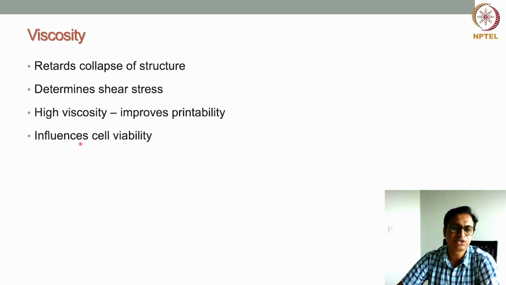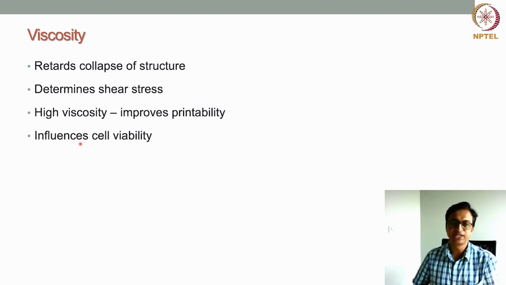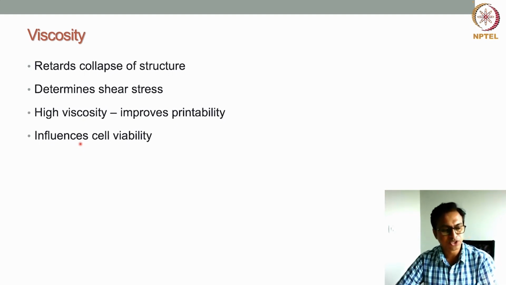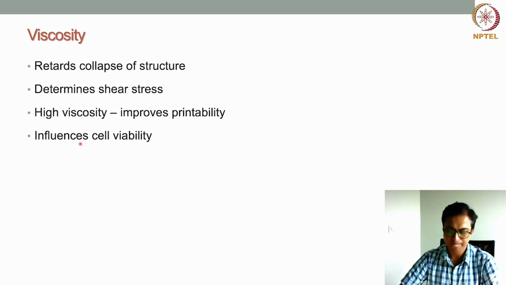If the viscosity is high, the shear stress will also be high for extrusion. High viscosity definitely improves the printability. When the viscosity of the material is very high, the printability of the material improves, right? But high viscosity may also influence cell viability. It has been proven that when cells are embedded in a highly viscous material, their viability and functionality are reduced, because cells find difficulty migrating within the viscous material. That's why for printing fidelity, a highly viscous material is good, while for cell culture, a low viscous material is good. So here also we have to compromise or adjust between these two properties.